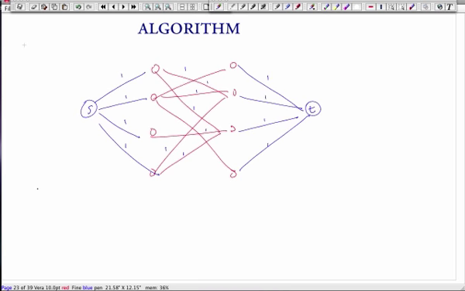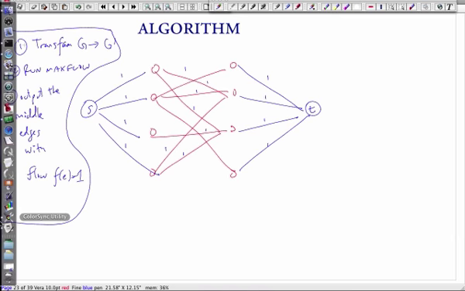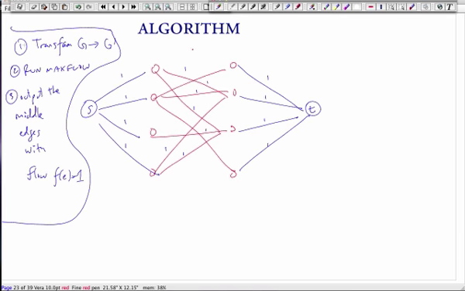Okay. So the algorithm is going to be: transform G into G prime, run max flow, output the middle edges with flow 1. This is the algorithm right here. So you take your input red graph, which was G right here, you turn it into this blue graph G prime. How much time does that take?